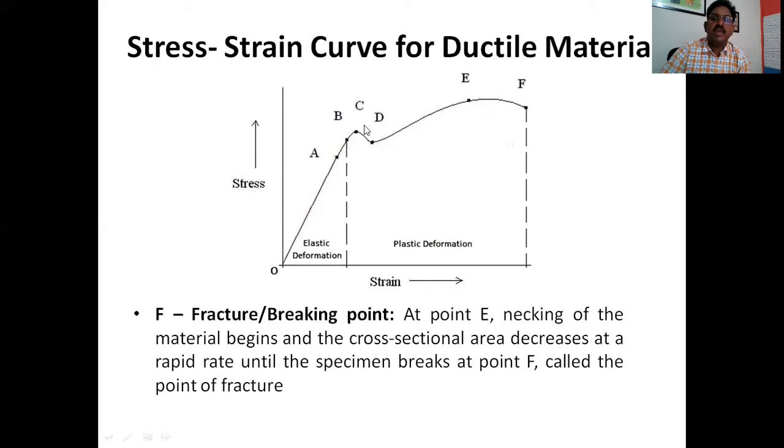So we have points A, B, C, D, E, F. A is the proportionality limit, B is the elastic limit, C and D are yield points, C is the upper yield and D is the lower yield point. E is the ultimate point, the maximum stress that it can have, and point F is the breaking point. Beyond E, the stress reduces and necking starts, the decrease in area at a particular place rapidly increases and finally it breaks. These are the important and salient points in a stress-strain diagram.